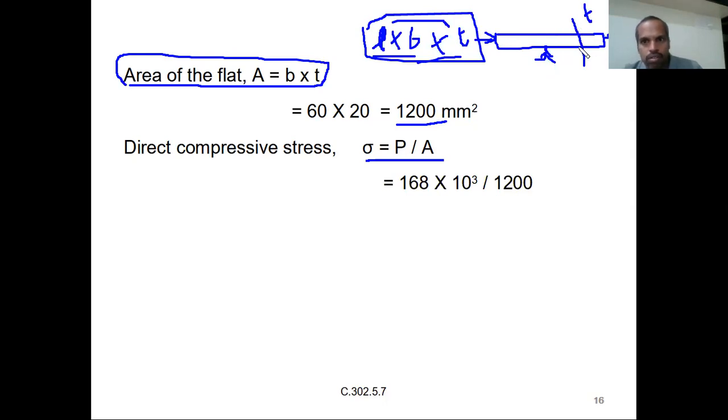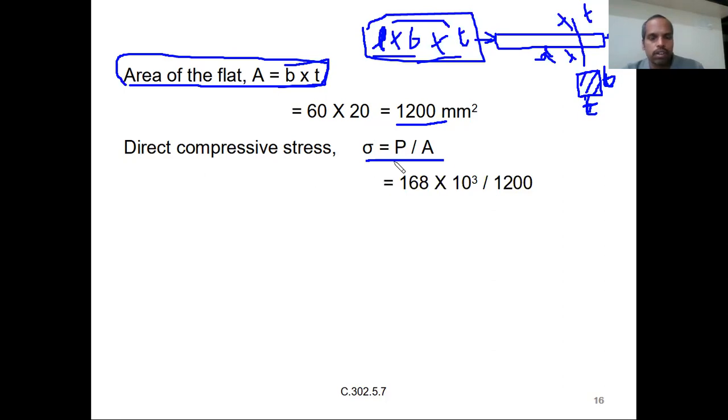If you cut the cross section at this point, let us say this is section XX, it will look like this. This is B and this is T. One dimension will be B and the other is T. So this cross section area we have to take. That's why it is B into T. The area is B into T, not L into B or L into T. We have to take the cross section area. So 60 into 20 is equal to 1200.